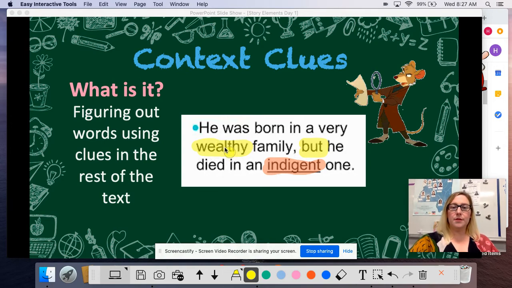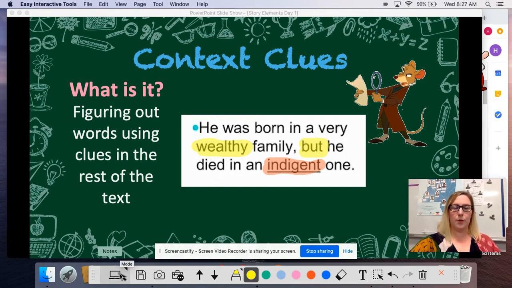So what is the opposite of rich? Poor. So this word must mean poor. That's all that it means to use context clues. You look at clues in a sentence to help you figure out a word that you don't know. So let's look at a couple more examples.